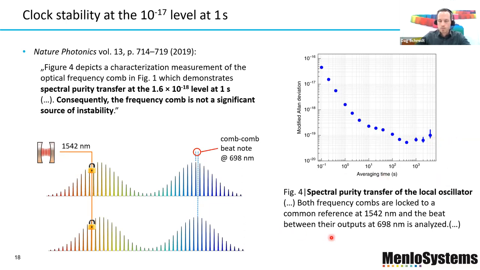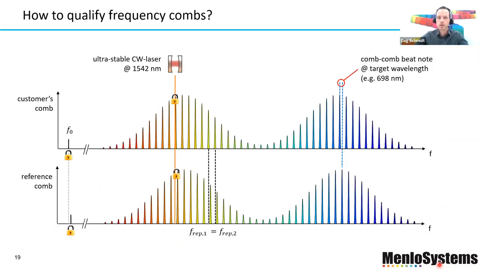And beneath this, it says in the paper, spectral purity transfer of the local oscillator. Both frequency combs are locked to a common reference at 1542 nanometers, and the beat between their outputs at the clock transition frequency is analyzed. So this is shown here, two combs locked to the same optical reference, and the beat here is analyzed. And this is exactly how we at Menlo also do our comb comparisons, the qualification measurements for our combs. So I want to show you a bit more in detail how this works. So if you buy a comb at Menlo Systems, then the qualification measurement will be like this. This is then your comb.